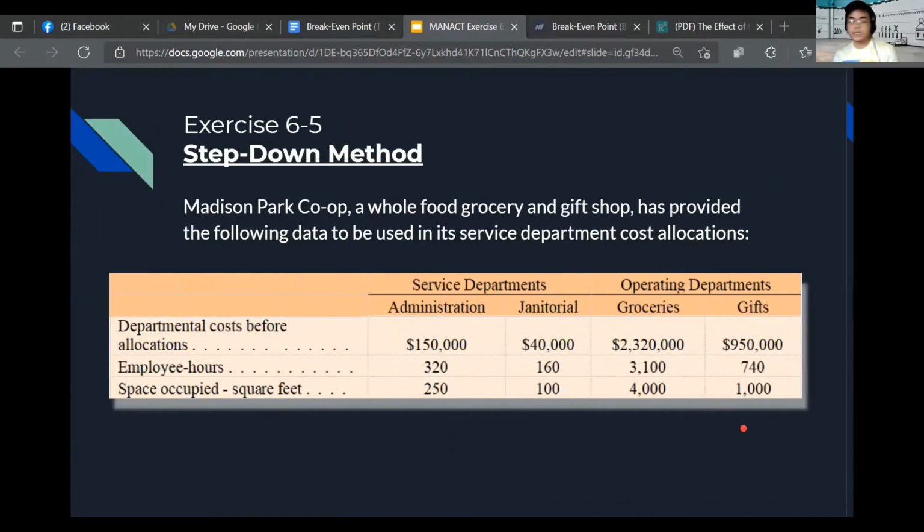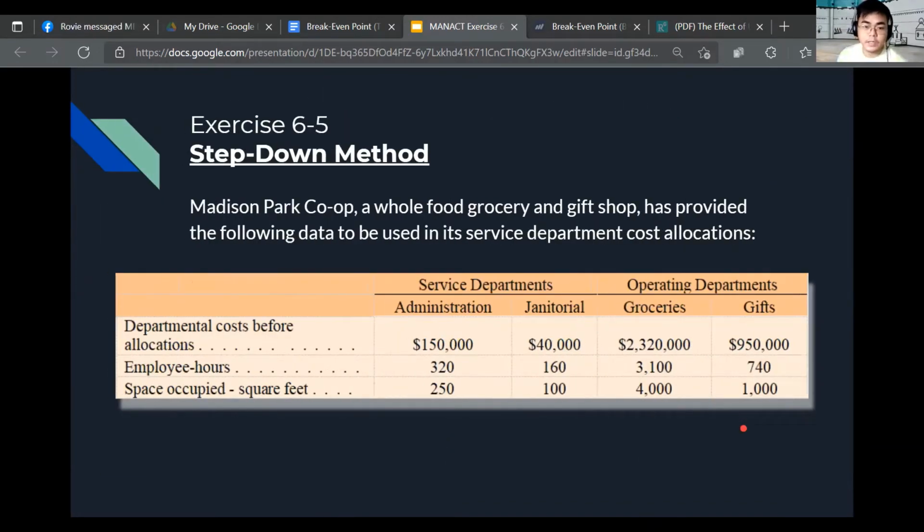So the next exercise, we have the step-down method. Madison Park Co-op, a whole food grocery and gift shop, has provided the following data to be used in its service department allocation. So the same, we have two service departments and two operating departments. We have the administration, the janitorial, the groceries, and gifts.